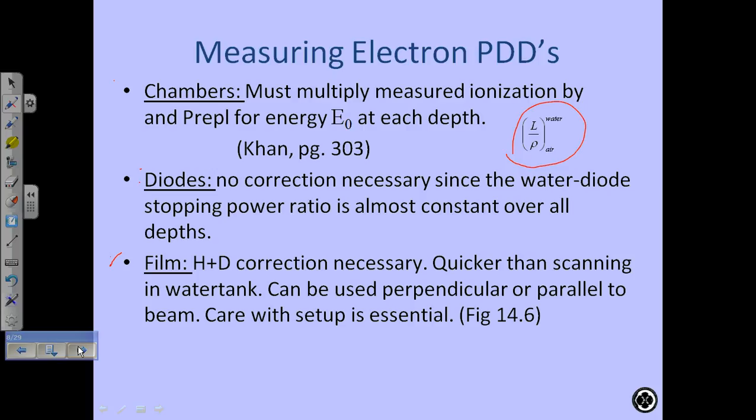Can be used perpendicular or parallel to beam. And care with setup is essential. In Figure 14.6, it has some issues that you could run into if you don't place the film correctly.